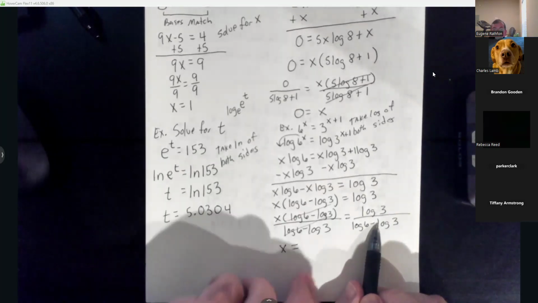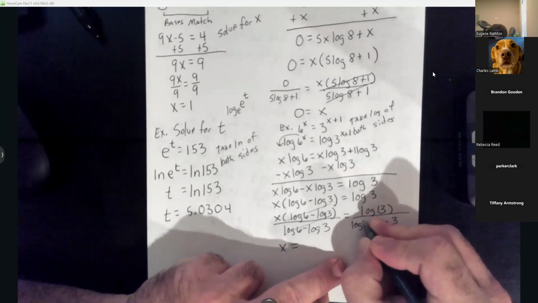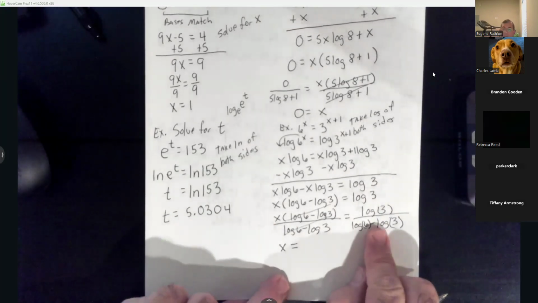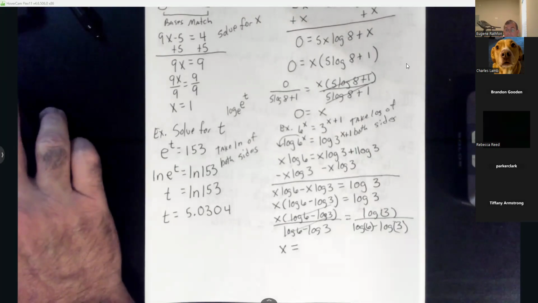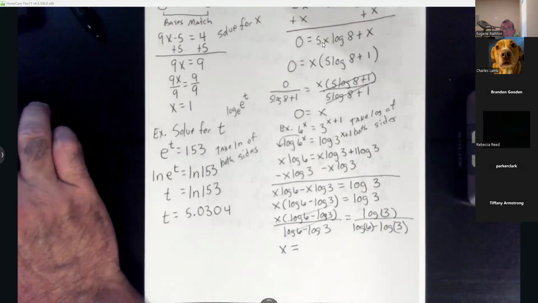This, we're going to punch in on the calculator. Now remember, we got to shut all these parentheses around our logs, okay? So let me show you how we would punch that one in. And we're going to round it to 4 decimal spots, okay?